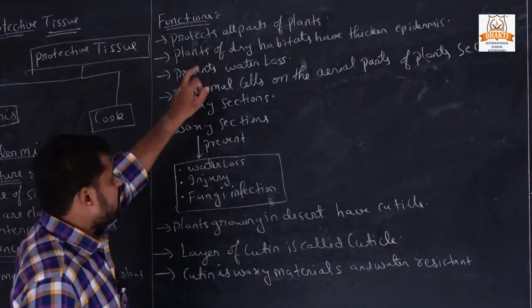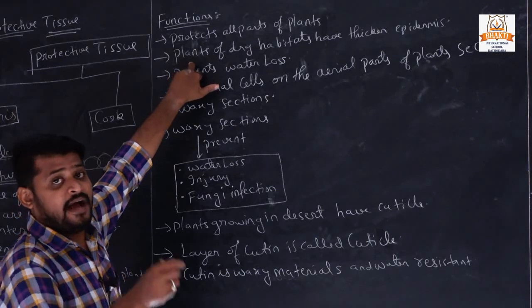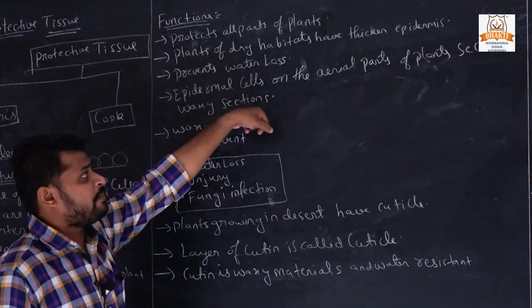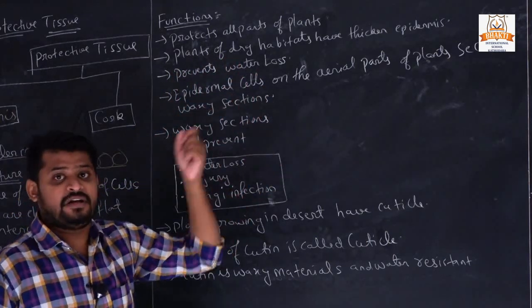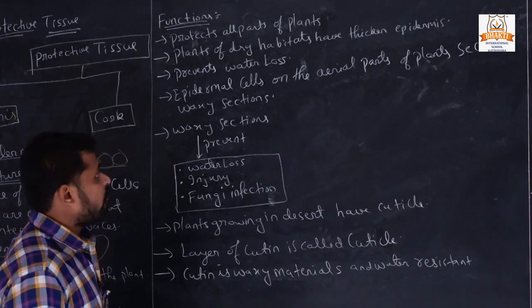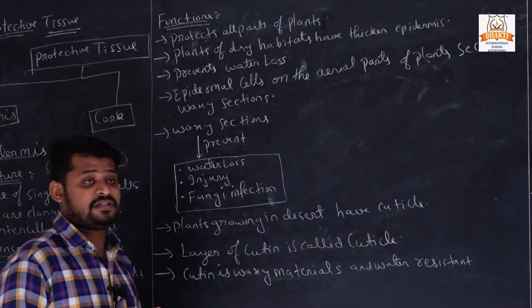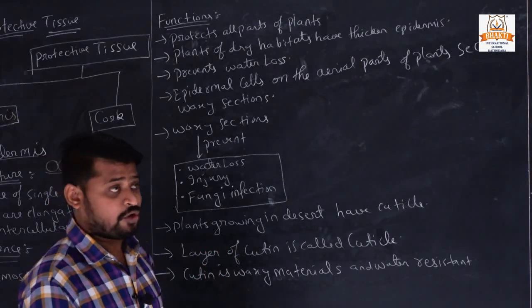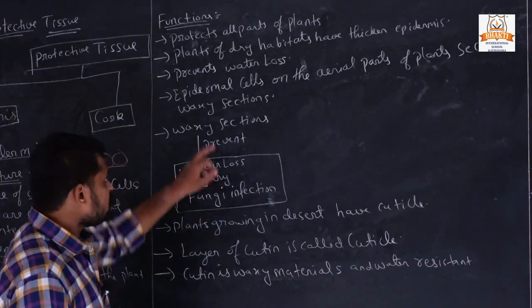So the epidermis of plants found in dry habitats is thicker, to prevent water loss. Why? Because they want to prevent their water loss.